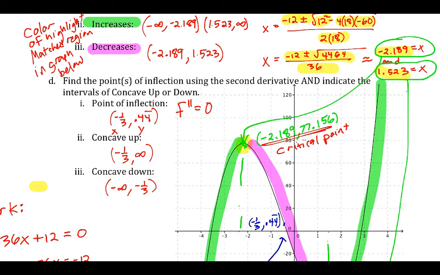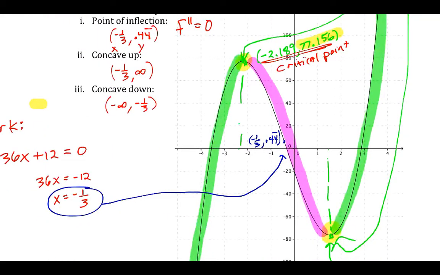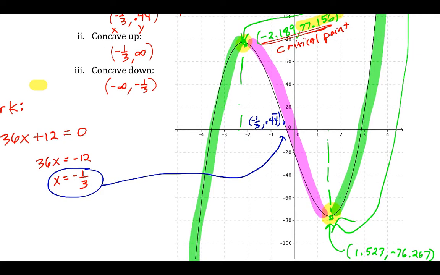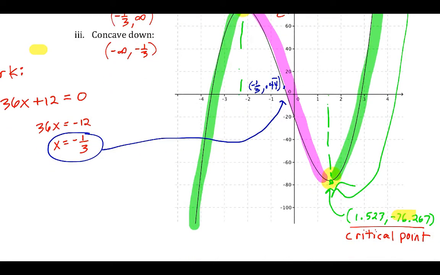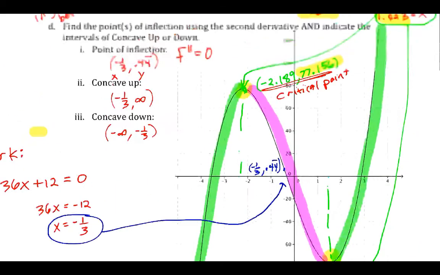If I want to find out what the coordinate point is of those, I just have to plug it back into f of x, because remember, these are x values on f of x. So I plug it back into f of x, and I get out 77 for the -2.189 x value, and I get out -76.267 for the 1.523 x value.